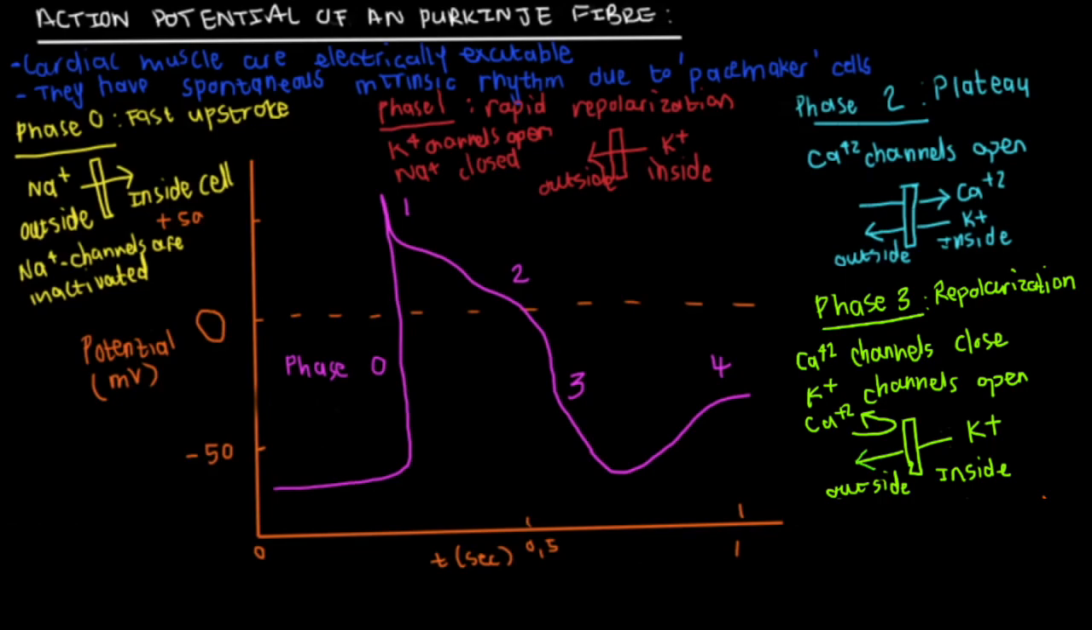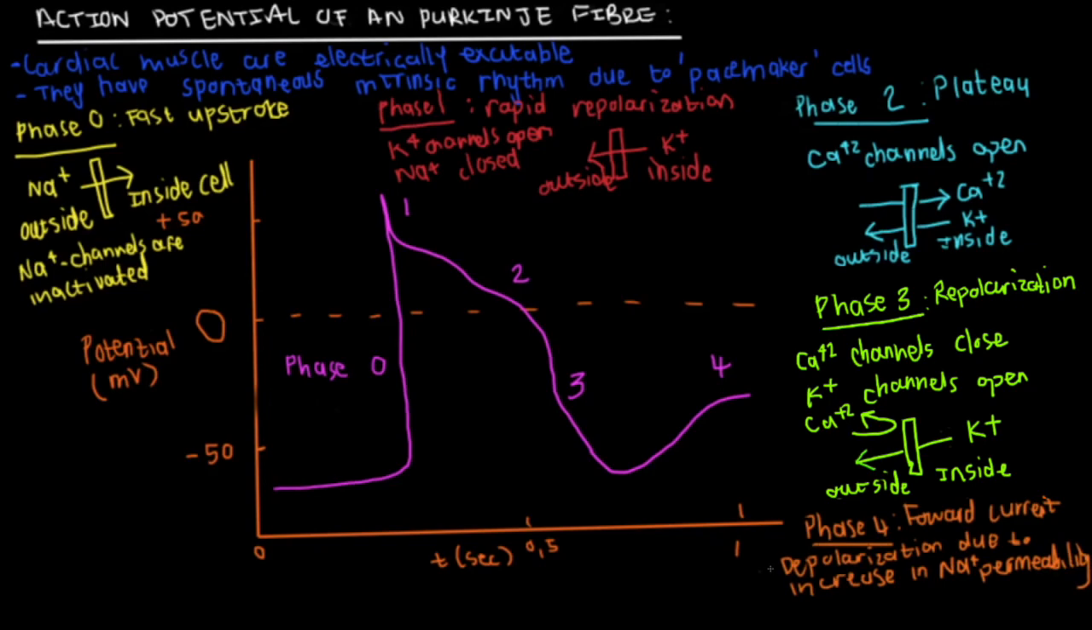The net result of the action potential at this point is a gain of sodium ions and a loss of potassium ions. Phase 4 is the forward current, and here there is increasing depolarization due to an increase in sodium permeability. The spontaneous depolarization automatically brings the cell to the threshold so that it's ready for the next action potential.